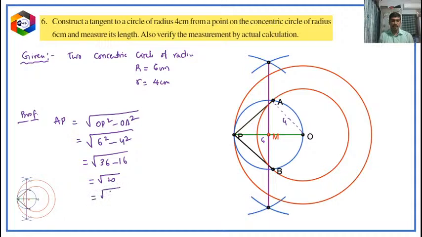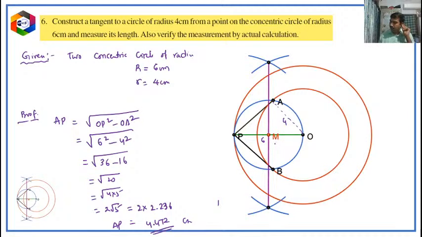20 is 4 into 5, and the root of 4 is 2, so 2 root 5. Approximately we will get 2 into 2.236, since the value of root 5 is 2.236. This is not an exact value, because root 5 is irrational, neither terminating nor recurring. So 2 times 2.236 is 4.472. If you measure with the scale, it will be approximately 4.5. So if you round off, it will be 4.5, and that will be the length of the tangent.